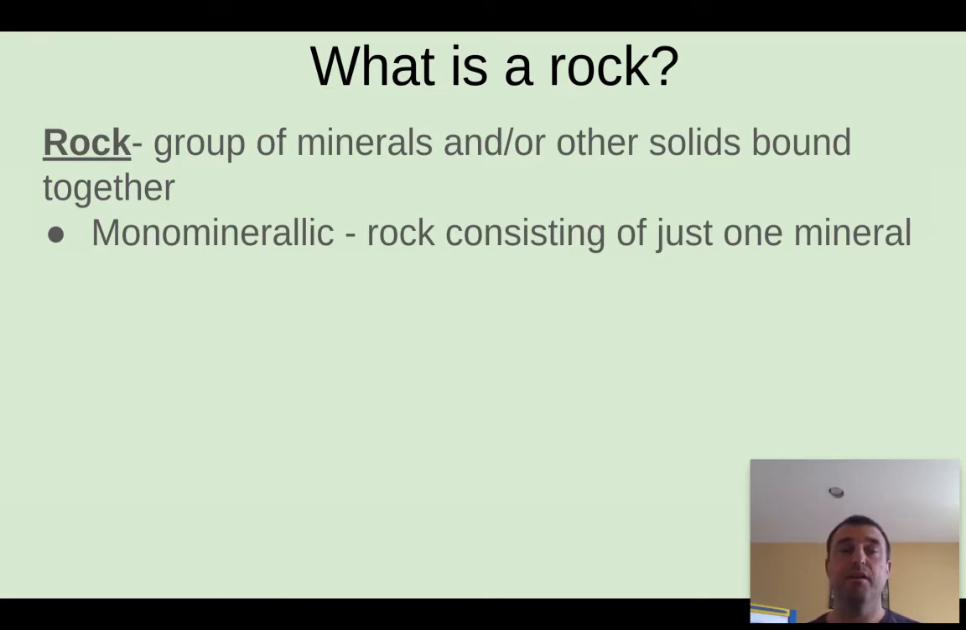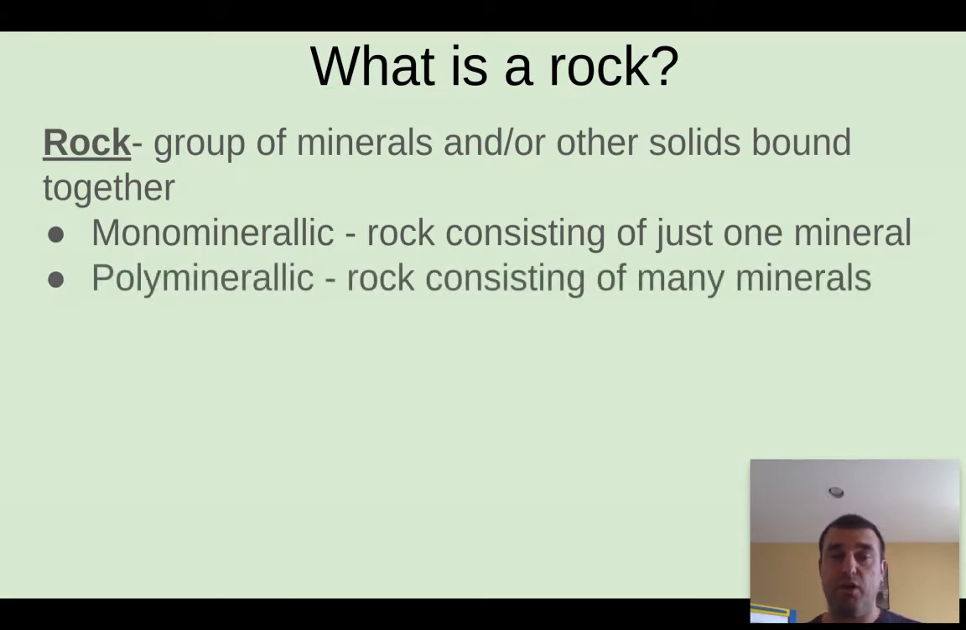Okay. Or, and this is more common, we call it polymineralic. So poly means many. So if any of you went to like a religious school, there's two major forms of religion. There's monotheism, that's belief in one God, and polytheism, which is the belief of many. So I'm just going over that to help you understand the prefix meaning of these words. Mono means one, poly means many.